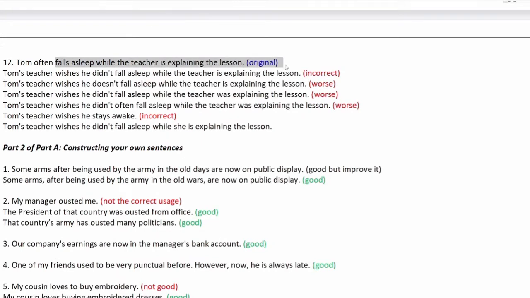Okay. 12. Tom often falls asleep while the teacher is explaining the lesson. That's the original sentence. So Tom's teacher wishes he didn't fall asleep while the teacher is explaining the lesson. It's too long. Right, we already mentioned teacher here. Why again teacher? Tom's teacher wishes he doesn't fall asleep while the teacher's, this is even worse. Why do we have so many teachers over here?